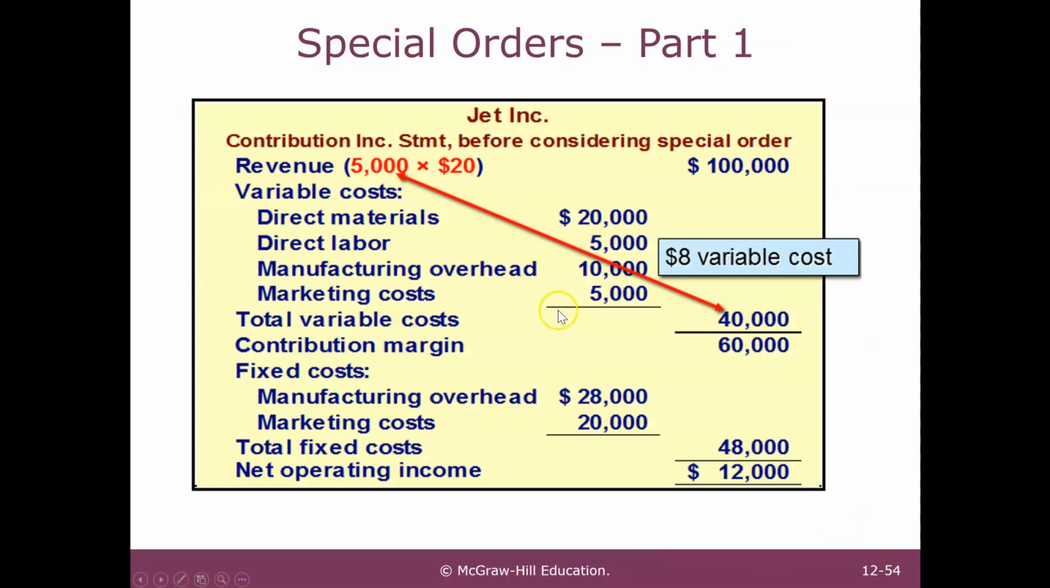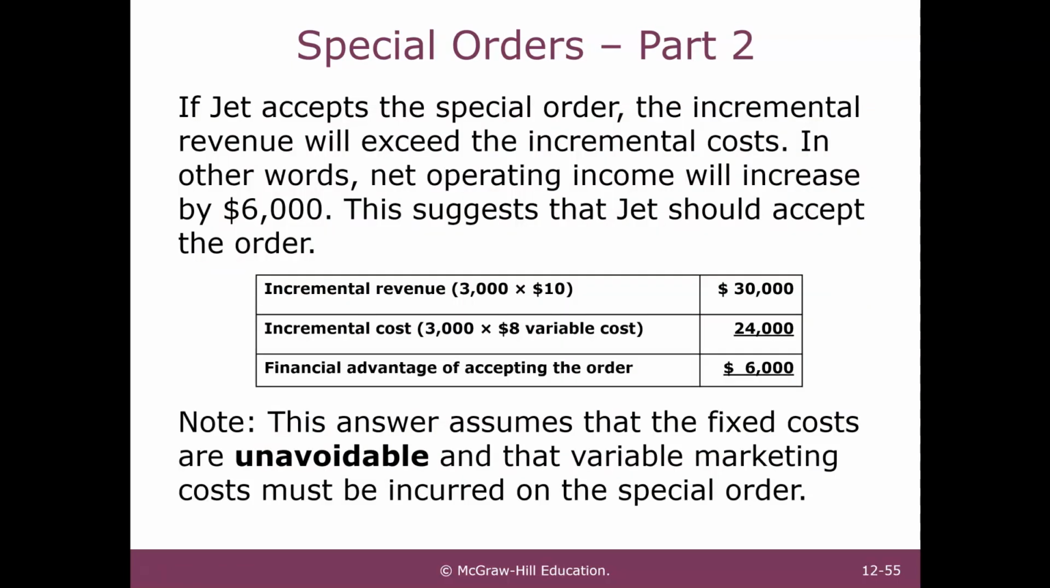Okay, if you look here, 5,000 units at $20 is $100,000. That's what their revenue is. Their total variable costs are $40,000, and if you take that and divide by 5,000, you get $8 as a variable cost. We're going to need that number for the next slide to look at it.